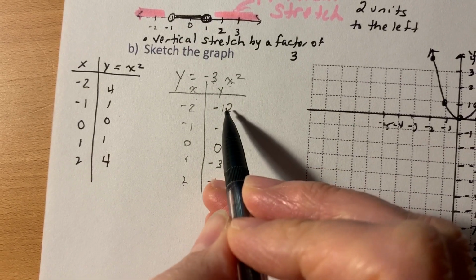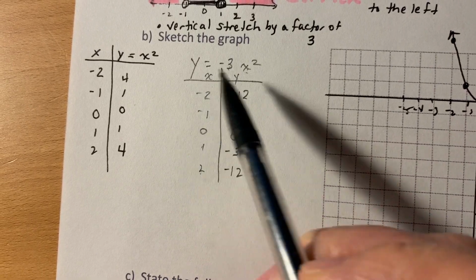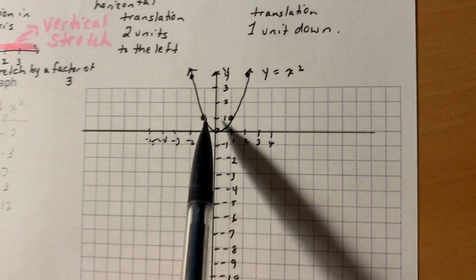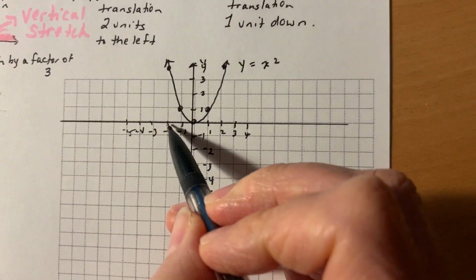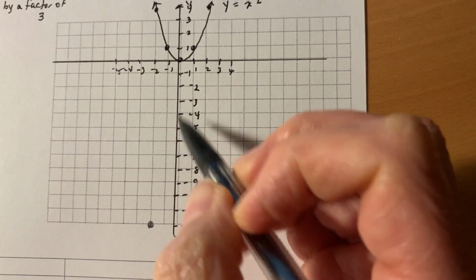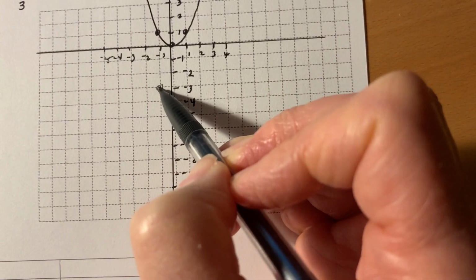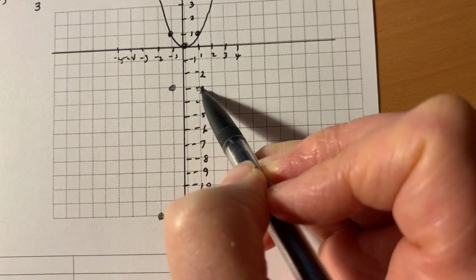Now I'm going to plot this. If I describe this correctly, it should open downward, and it should be more narrow than this one. Okay, so I go -2, -12. -1, -3. 0, 0, like that.